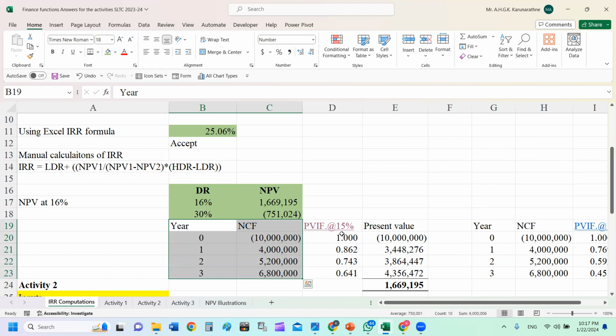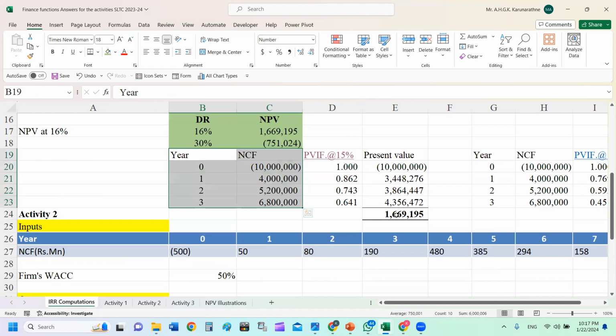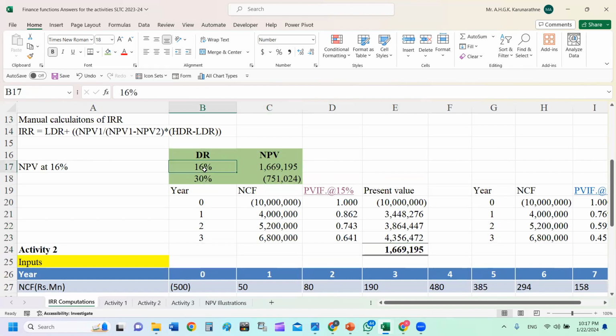you need to compute two NPVs at two different discount rates. Ideally, at one rate, NPV should be positive. According to the other rate, NPV should be negative. That is the best case, right? You can compute IRR even with two positive NPVs, but the accuracy will be lower. Use the formula.